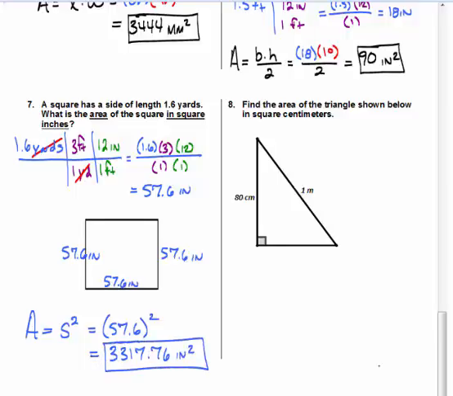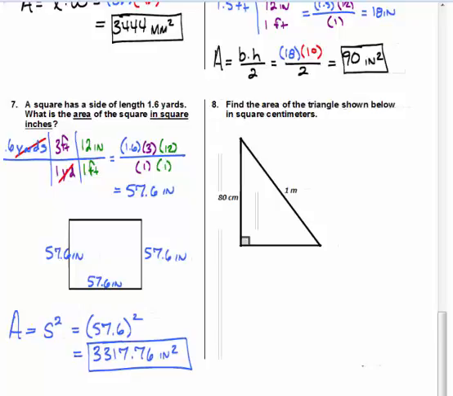Alright, and the last one for this section, it says find the area of a triangle shown below in square centimeters. Well, they gave us 80 centimeters for this side, but they didn't give us centimeters for this side. This one's 1 meter, and if you count the steps for 1 meter, it's basically 100 centimeters. Now, again, to find the area of a triangle, it's going to be equal to base times height divided by 2. They didn't give us the base, but because it's a right triangle, we can do like we did similarly in the previous page and do a squared plus b squared equals c squared.